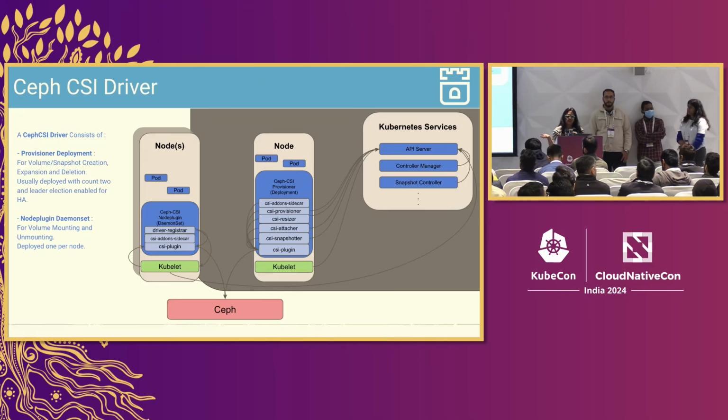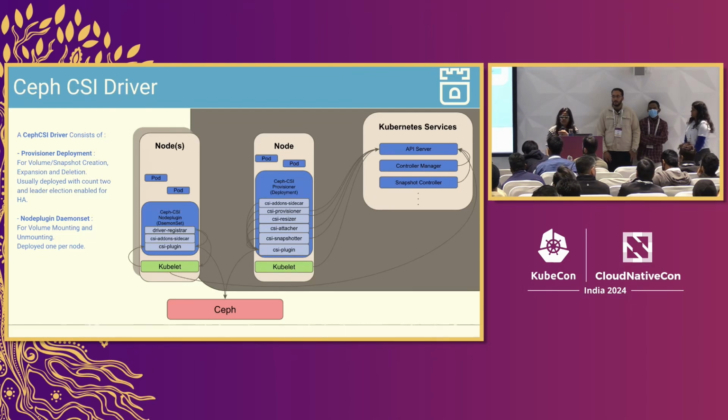It's similar to other container orchestrators. We have two different pods here. One is the Ceph CSI provisioner deployment, and the other is the node plugin. The Ceph CSI provisioner deployment usually takes care of volume or snapshot creation, deletion, expansion, and other such operations. And we usually have two provisioner pods with a leader election functionality, where one of the pods takes charge, and if there is any network issue or the pod is down, the other pod can take charge.